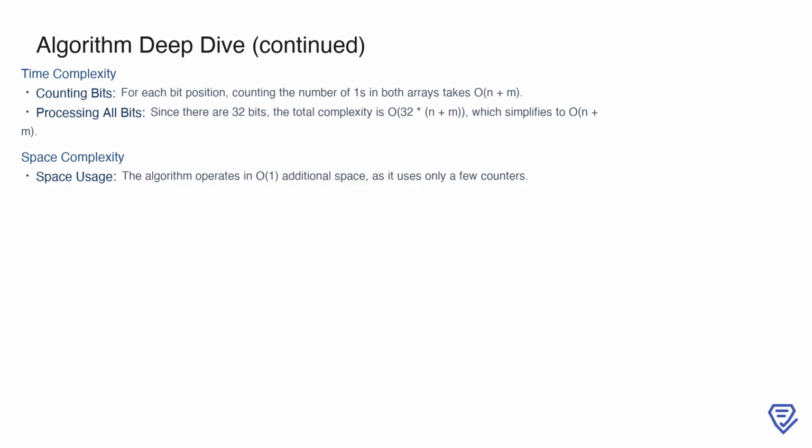The space complexity of the algorithm is O(1), as it requires only a constant amount of additional space for counters and intermediate variables. By efficiently leveraging bitwise properties and counting techniques, we achieve a solution that is both time and space optimal for this problem.